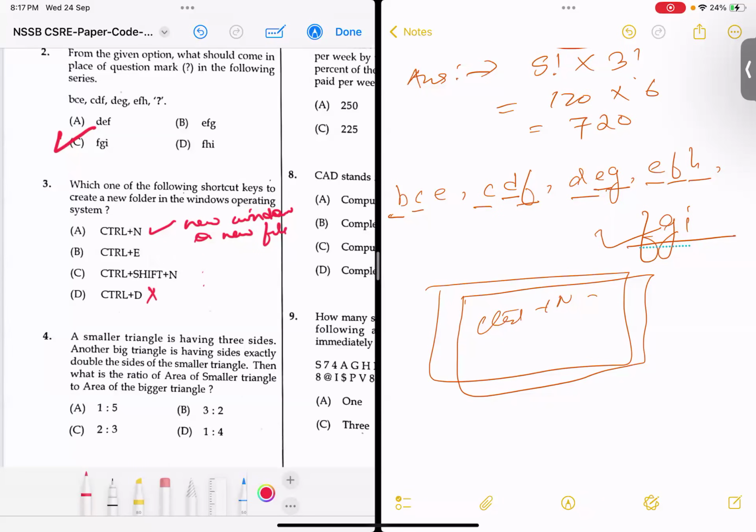In Windows, Control E, especially in Microsoft Word, will center align all the sentences and words. But if you click Control Shift and N, it will create a new folder. So the correct option is C. Don't get confused between Control N and Control Shift N.